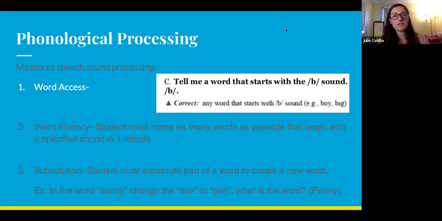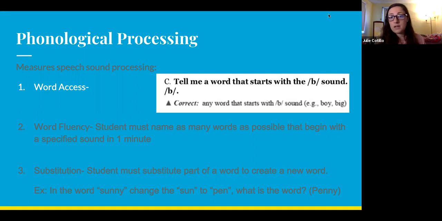For phonological processing, this subject is broken down into 3 different subtests. There's word access, word fluency, and substitution. So for word access, the student names a word. The tester would name a specific sound, a specific phonemic element. For example, like B, and we would say, tell me a word that starts with B, and they would say any word, boy, big, in the example, and that would be correct.